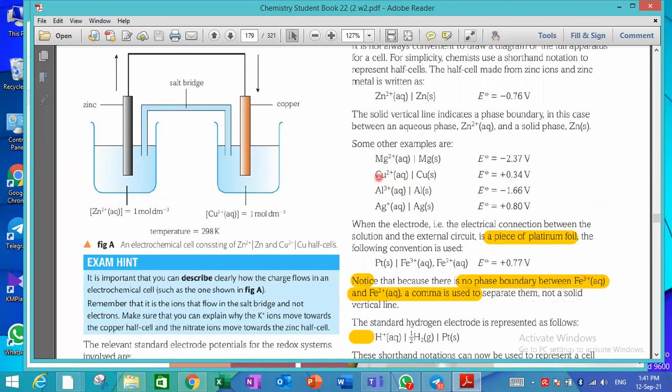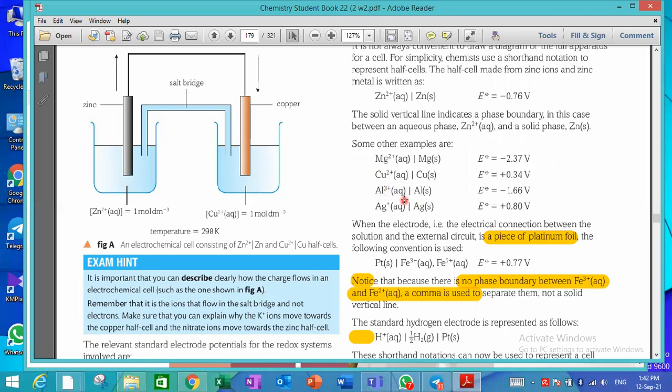Here we write this cell diagram notation: copper ions aqueous, copper solid. E naught value is plus 0.34 volts. It means that copper metal is placed in a solution of its own ions, that are copper ions, against a standard hydrogen electrode. This vertical solid line represents the phase boundary between the solid and the solution. And the E naught value is positive 0.34 volts, which means that the copper ions prefer to be reduced, or gain electrons to form the copper metal, which means that it is an oxidizing agent.